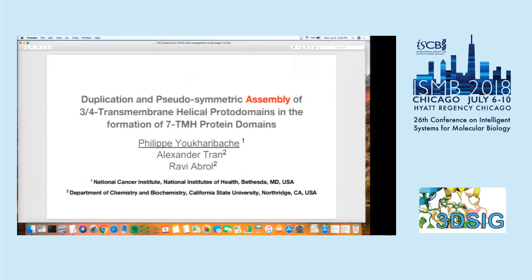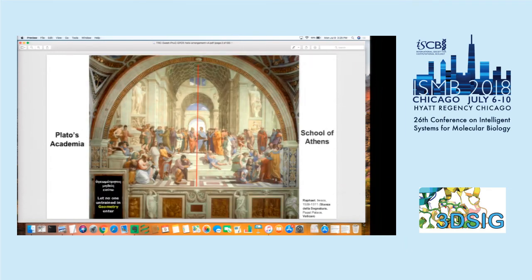I will talk about 7 transmembrane helices. And I want to start with an analogy about pseudo-symmetry. You can see here a masterpiece from the Renaissance at the Vatican.